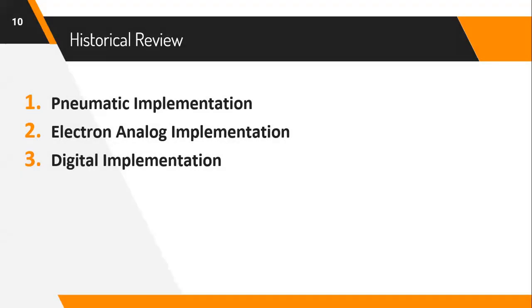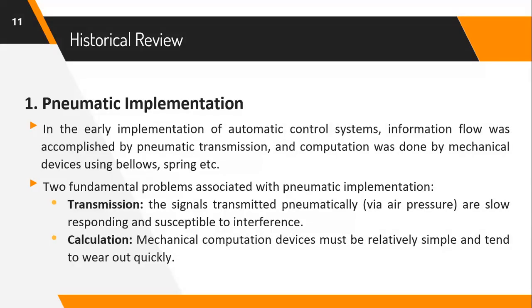To follow in the historical review, we have three: the pneumatic implementation, second is the electronic analog implementation, and the digital implementation. Let's have first the pneumatic implementation. In the early implementation of automatic control systems, information flow was accomplished by pneumatic transmission, and the computation was done by mechanical devices using bellows and springs or other devices.